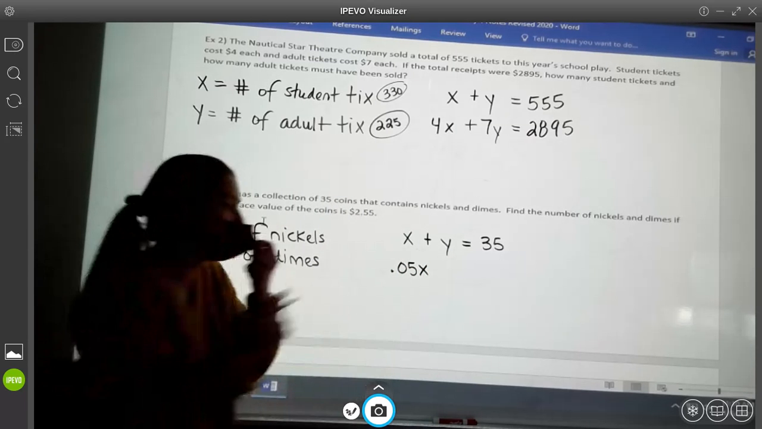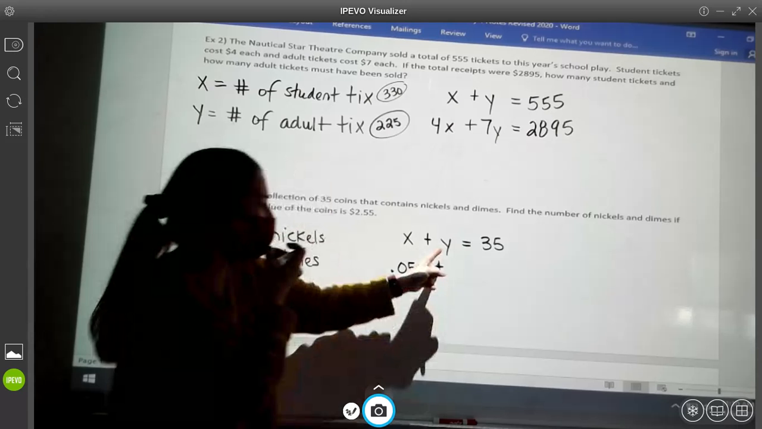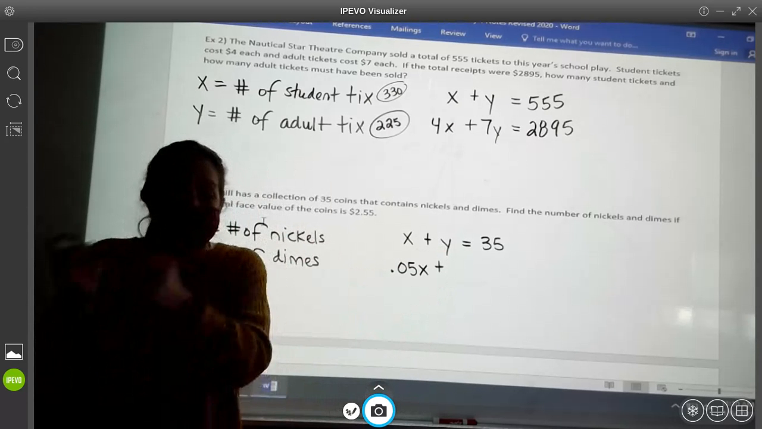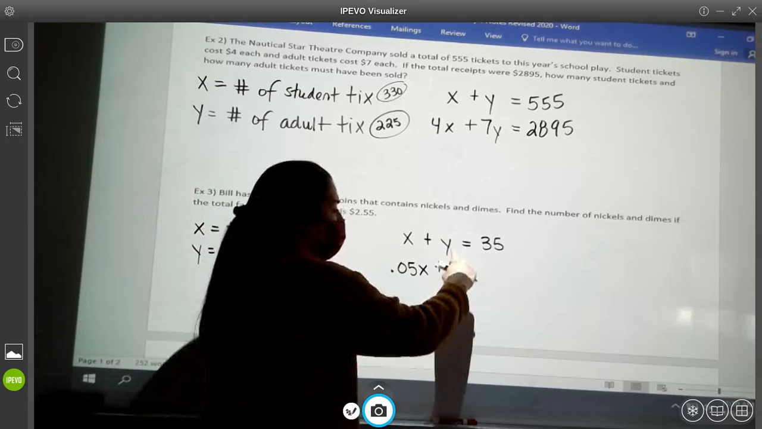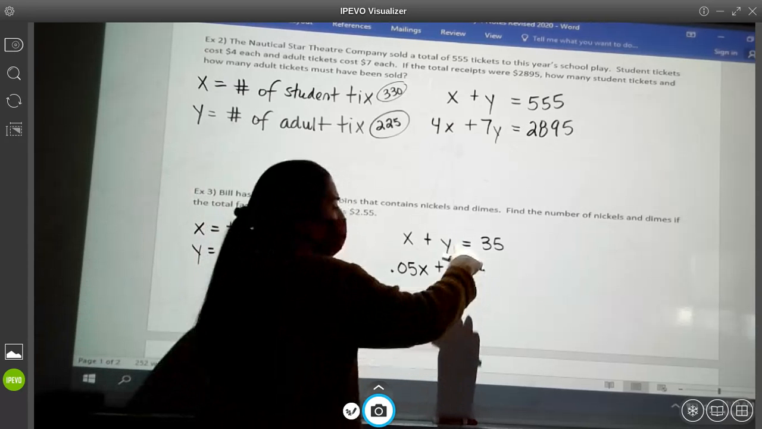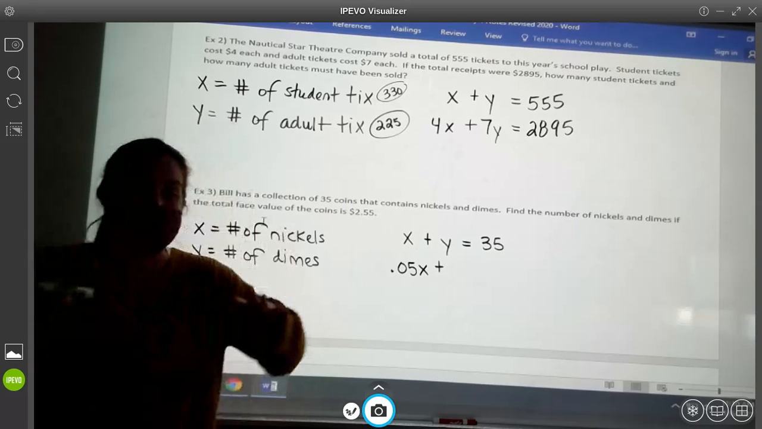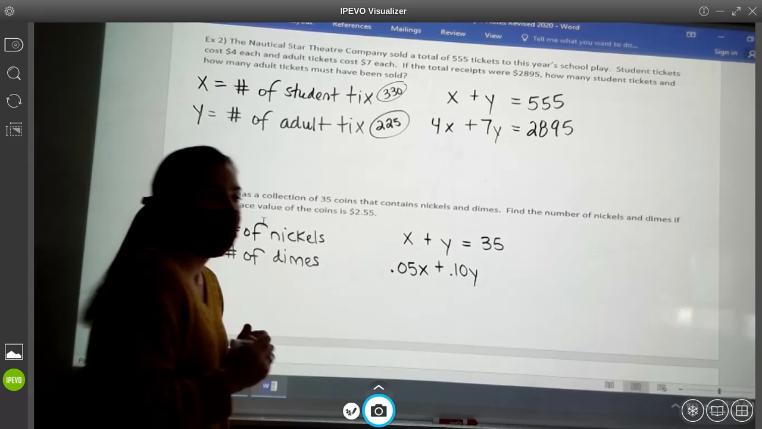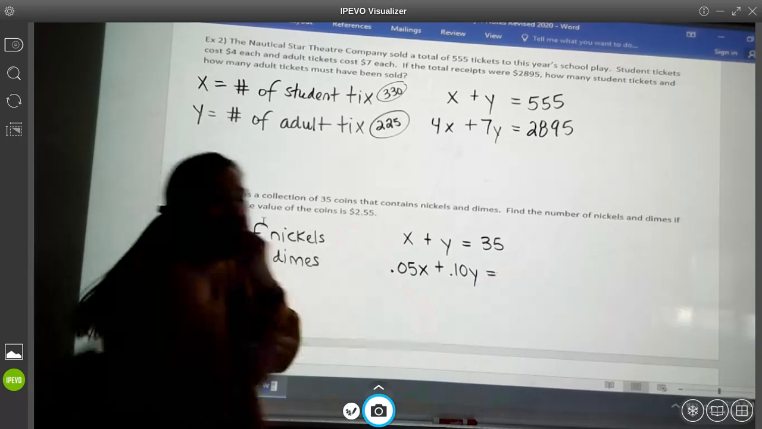Plus, now this is the number of dimes. If I have dimes, then each dime is worth 10 cents. So that's 10 cents per dime, or 10 cents per Y. How do I show 10 cents per Y? That's 0.10 times Y. And then that has to equal, what's the total amount of money that we are playing with? $2.55.